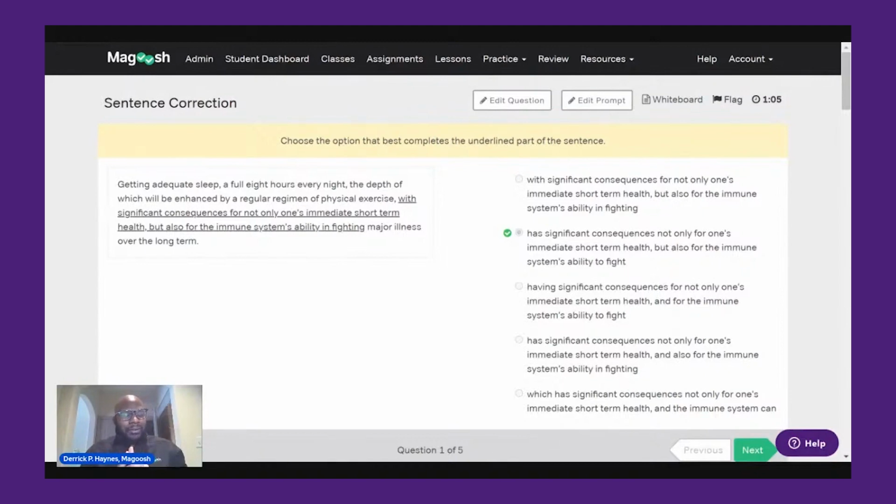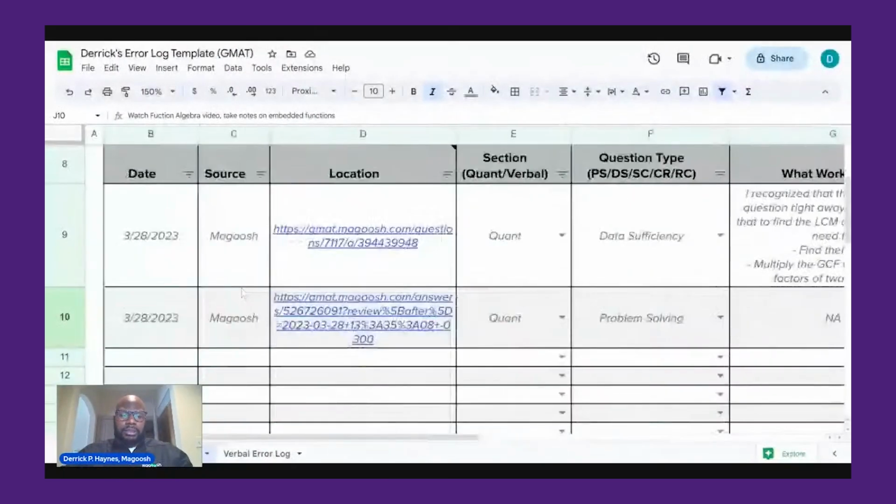Even though I guessed and got it right, I should make some level of documentation as to why I got this answer right, or what went right, what went wrong, right? So again, you could take the link and drop the link into your error log. So we're back at the error log.